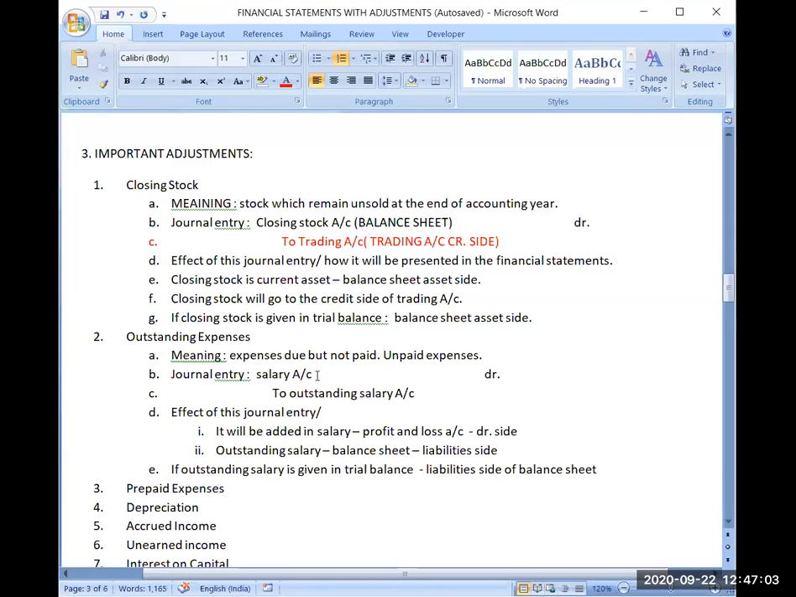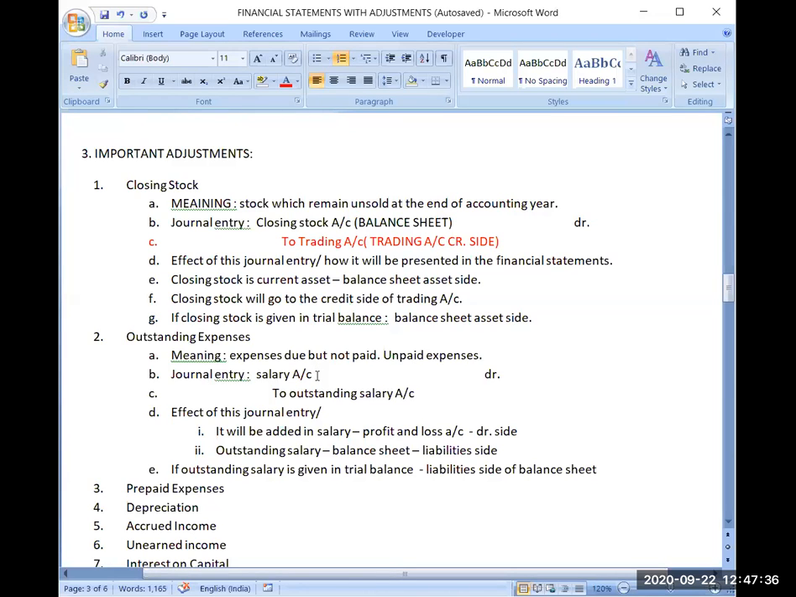So here we have taken the example of the salary account, that salary has not been paid. That's why first we have seen its journal entry. It is a liability for us. Outstanding expenses or outstanding salary is a liability for us. So the journal entry will be salary account debit to outstanding salary account.